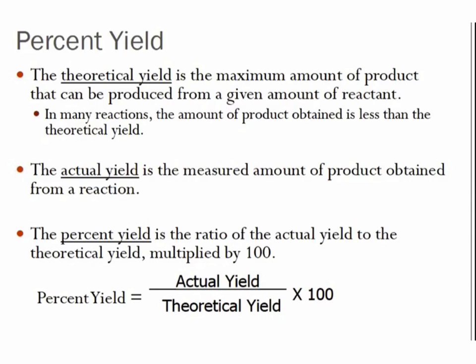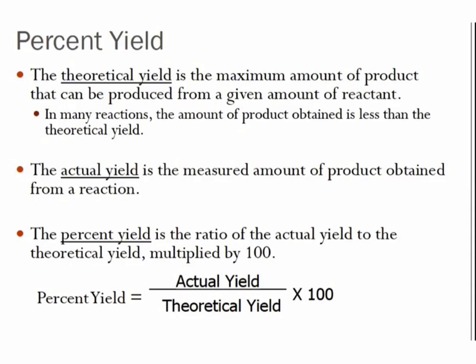Okay? So on your lab week after next, you're going to calculate theoretically what you should get. You're going to go do the experiment and you're going to get your actual yield. And then you're going to see how correct you are. So the percent yield is the ratio of my actual over my theoretical times 100.